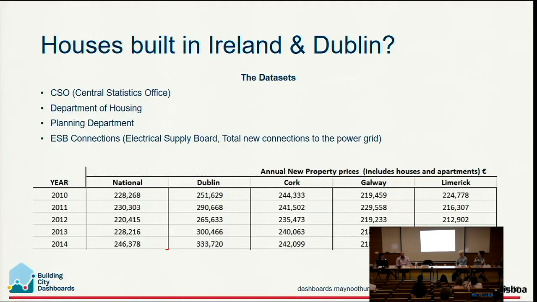So the CSO, the Central Statistics Office, is the main one; they gather the census every year. Then there's the Housing Department, the Planning Department, and ESB Connections, the Electrical Supply Board of Ireland, who count the total new connections each year. I have an example at the bottom of the Housing Department file. I don't know if any of you are data scientists, but you should see that this is not a good layout for a data set, as it's got 2 headers.